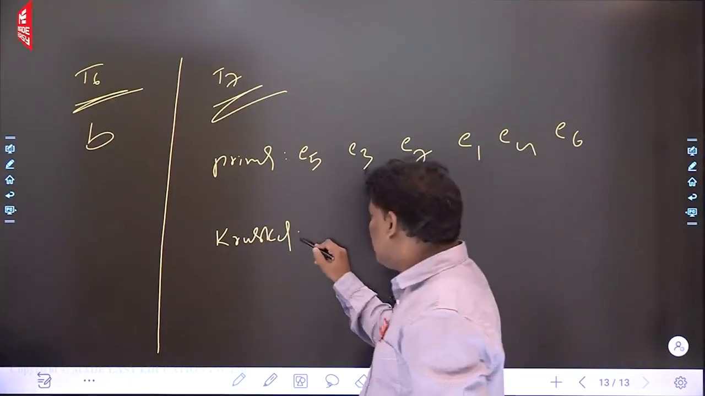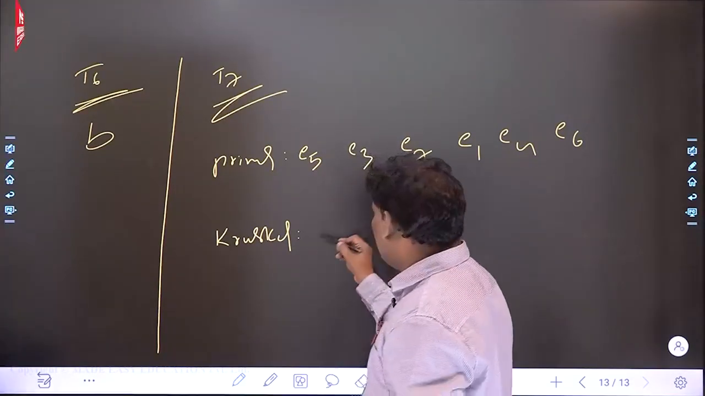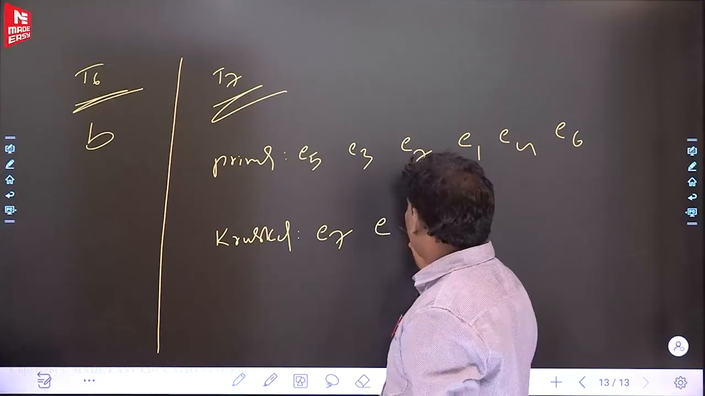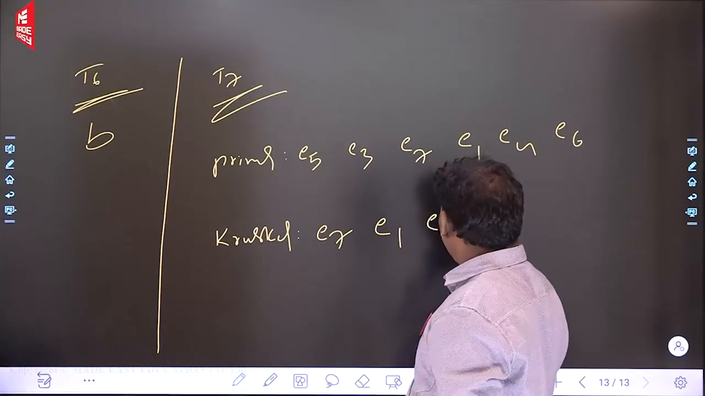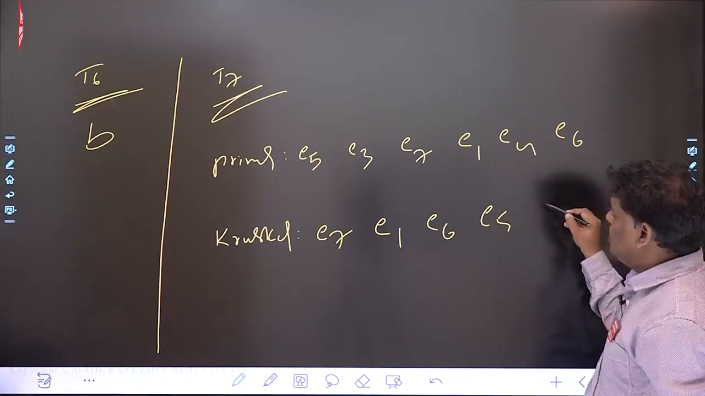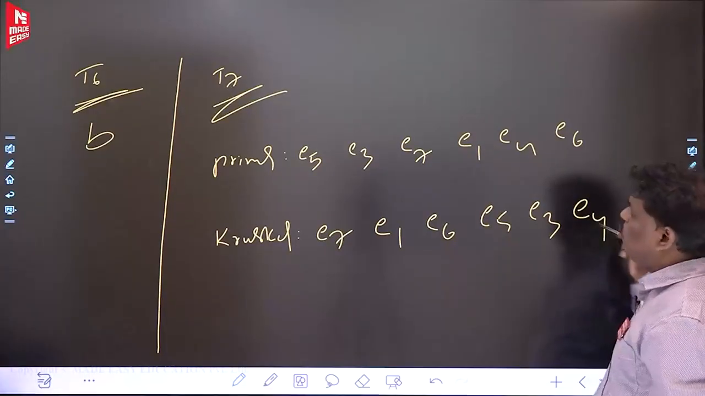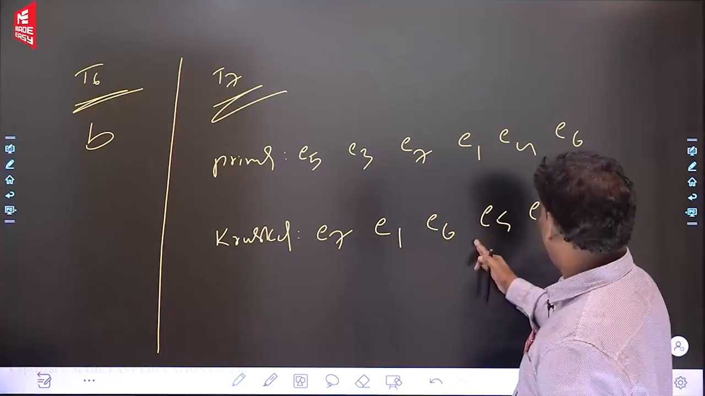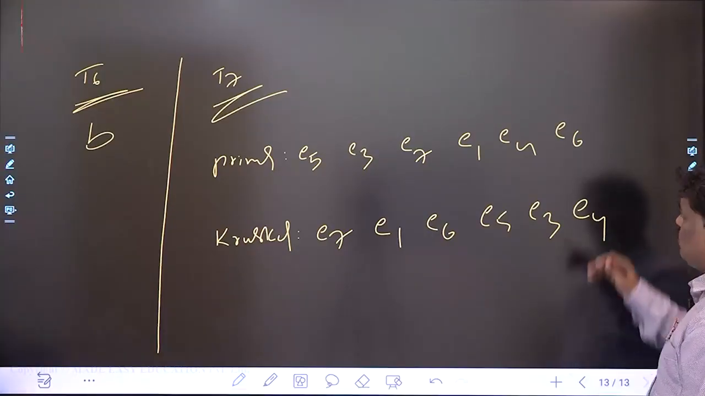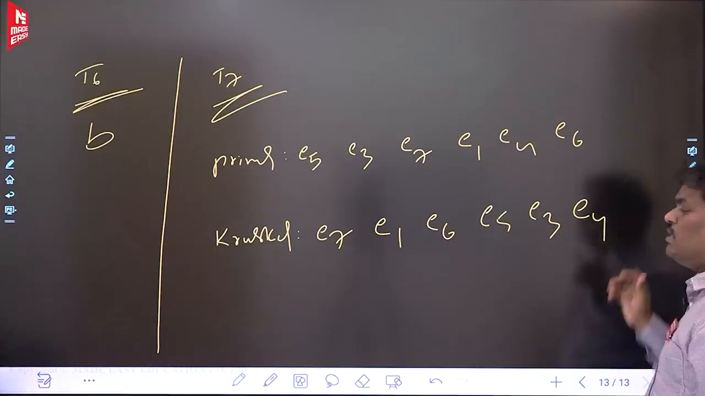When I apply Kruskal's algorithm, it has its own story. Assume the edges came like this: first E7, next E1, next E6, next E5, next E3, next E4. How many edges here? Six, and here also six. Prim's algorithm on the given graph gave this edge sequence, and Kruskal's algorithm gave this edge sequence.